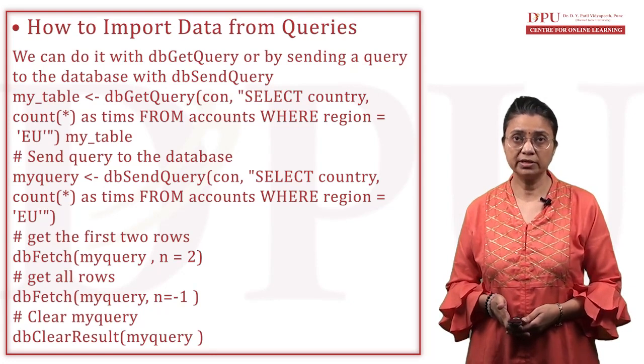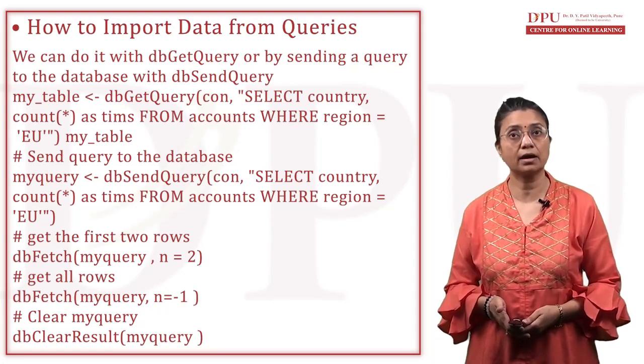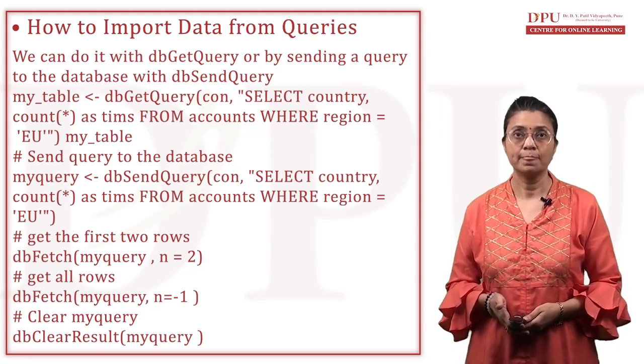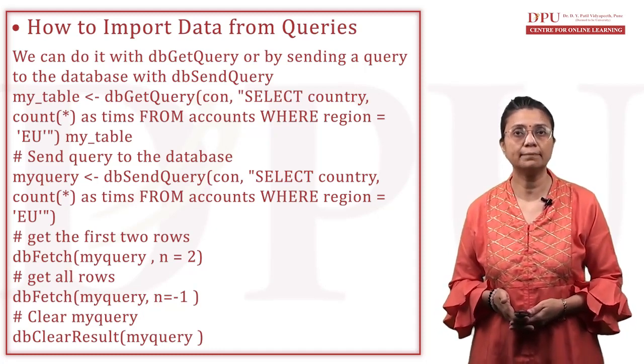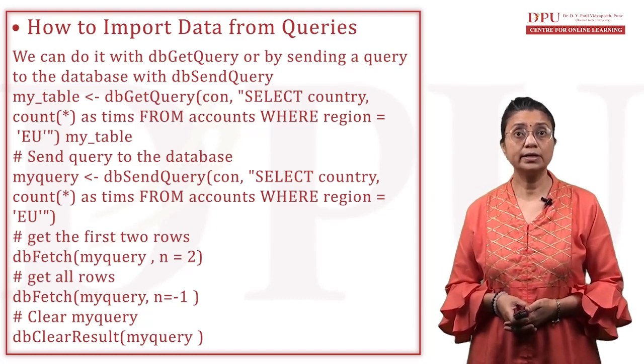So the concept over here you have to understand is that in the function, the first variable which I'm passing is a connection, and the second variable itself is a complete query. And then the entire resultant table is stored in the variable my table, and my table is displayed on the screen. Now, send query to the database.